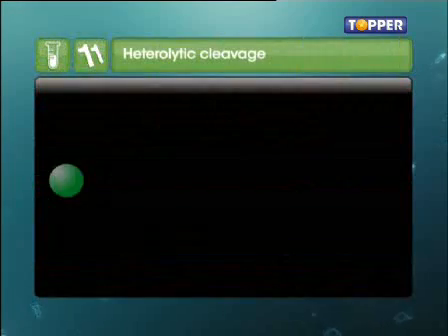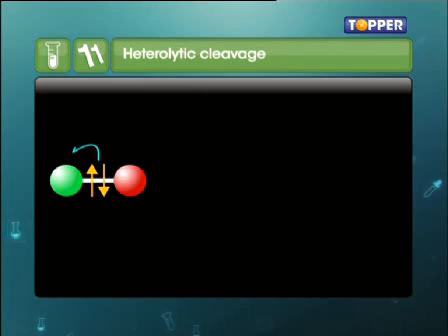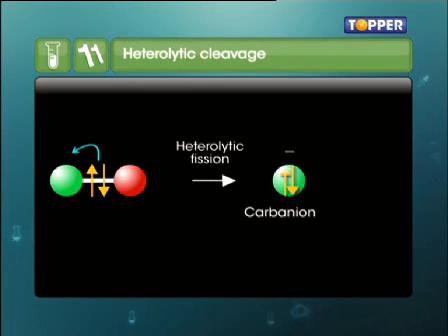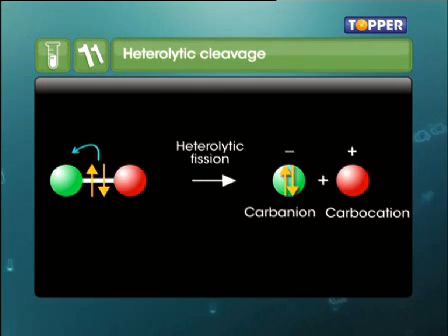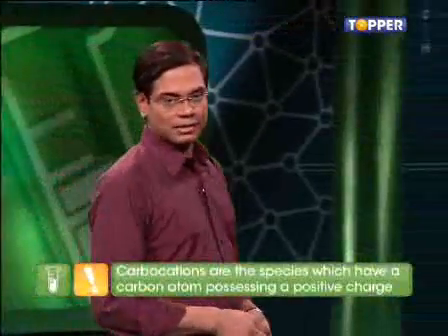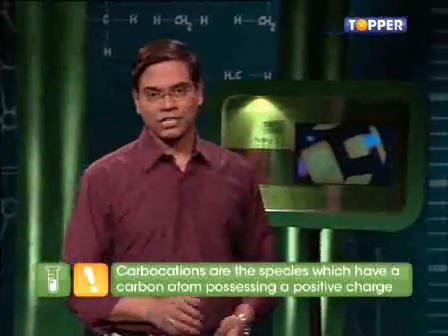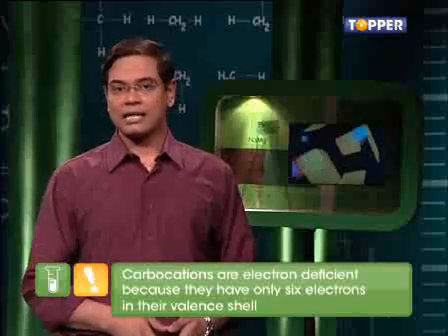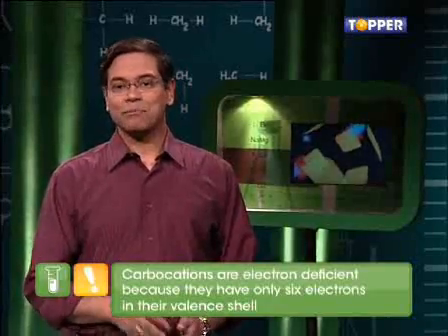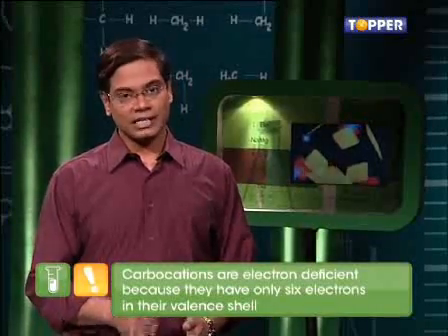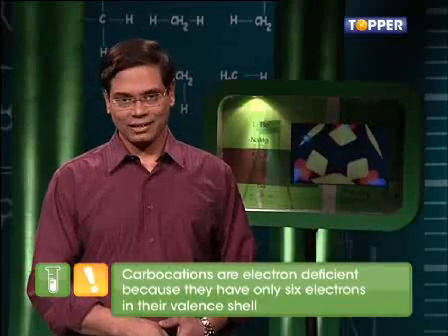Do you know what the species produced during heterolytic cleavage are called? Carbocations and carbanions are formed during heterolytic cleavage. Well, the species are called carbocations if they have a carbon atom possessing a positive charge. Carbocations are electron deficient because they have only 6 electrons in their valence shell.